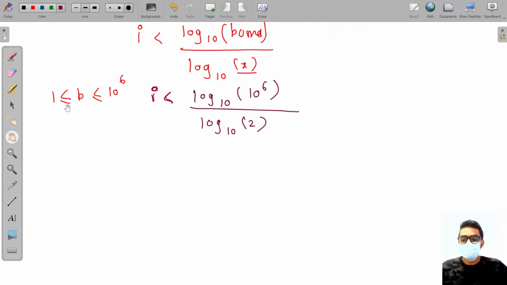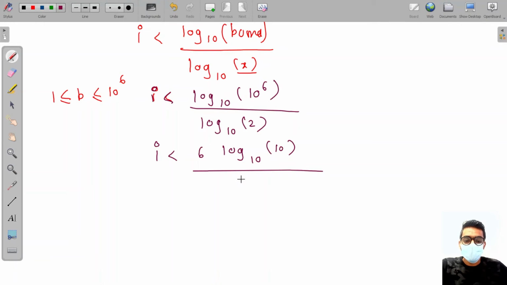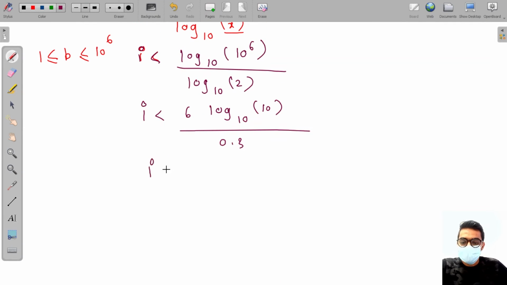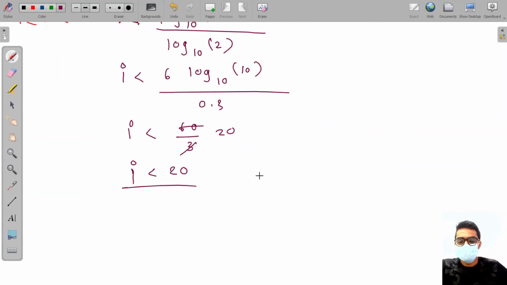So now we are solving this equation. The value of log of 2 to the base 10 is somewhere around 0.3, so we are taking the approximate value here. i is less than 6, log to the base 10 of 10, divided by 0.3. This is the approximate value, not a final value. Now let's solve this: it is 60 divided by 3, which is 20. So at this point i is less than 20. Similarly, if we solve for j, j is also less than 20.